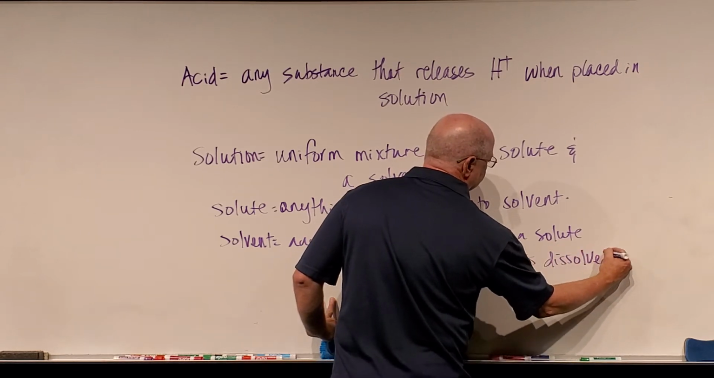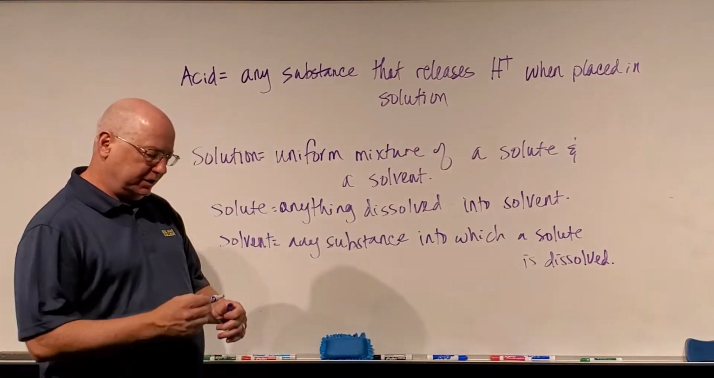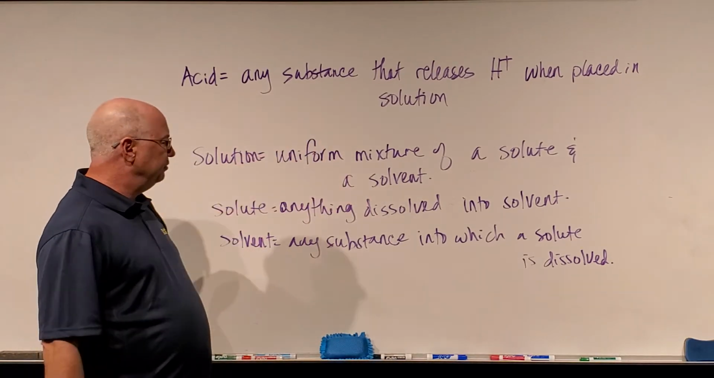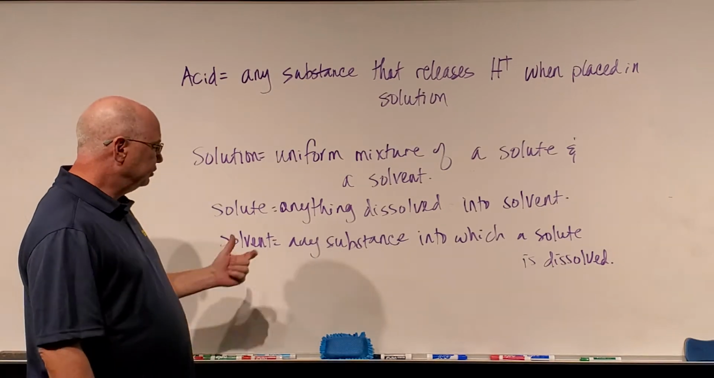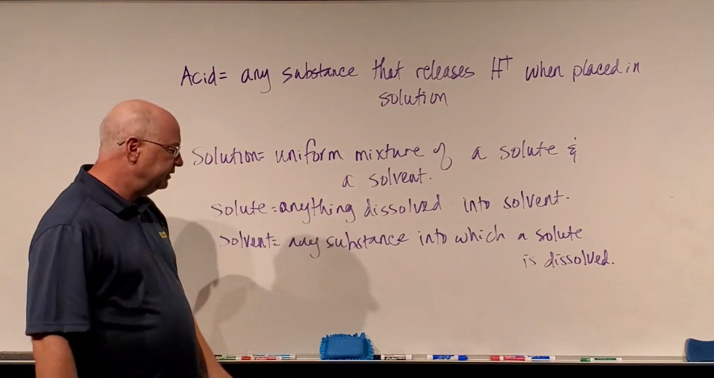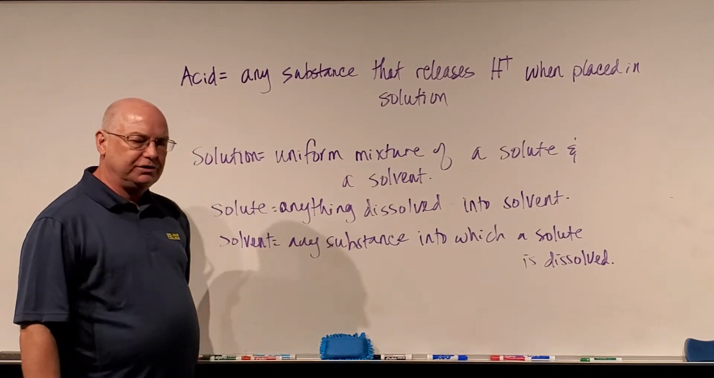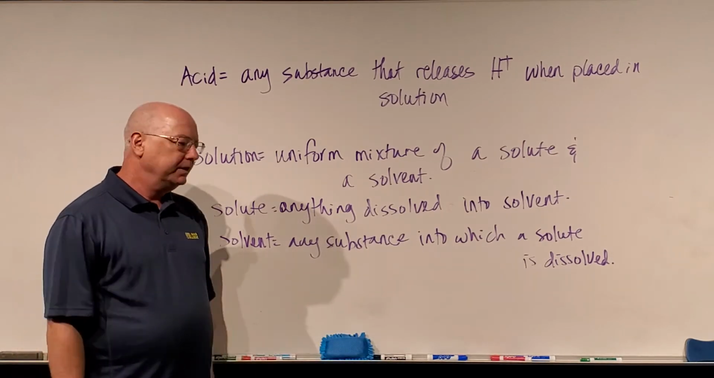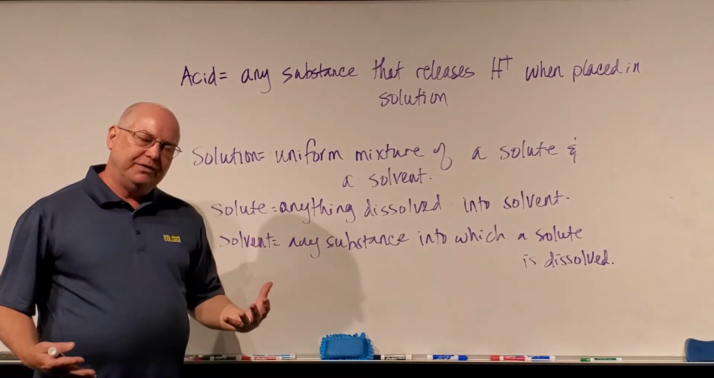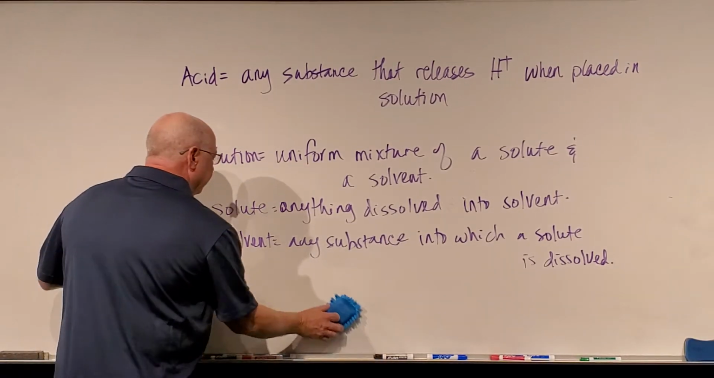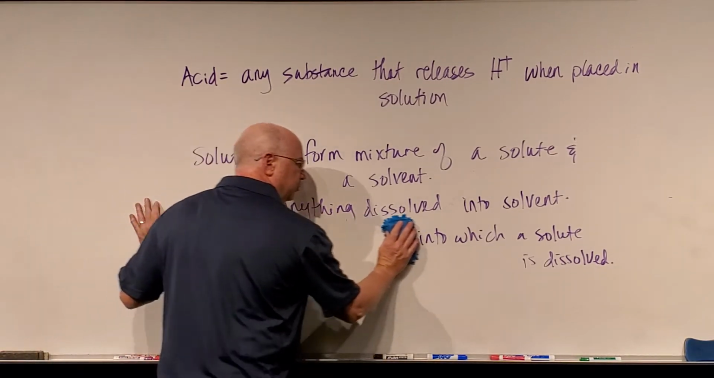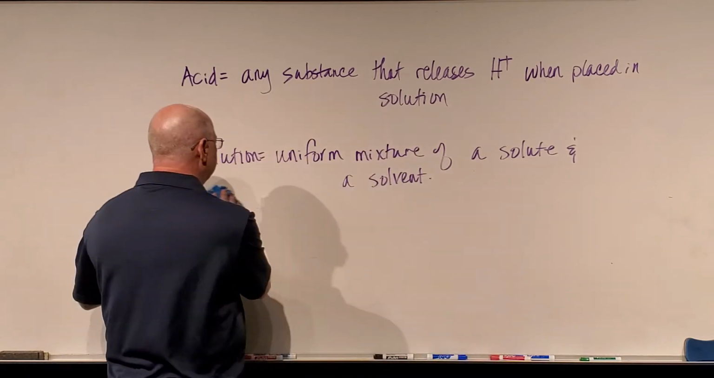So now look, if you read all these definitions in a textbook, they're kind of a circular argument. A solution is a uniform mixture of a solute and a solvent. A solute is anything that gets dissolved into a solvent. A solvent is any substance into which a solute is dissolved. Well, what does that mean? So I like to simplify things so I can understand it. And while it doesn't always work this way, I just want you to learn it this way for now, and then you can learn the complexities later.